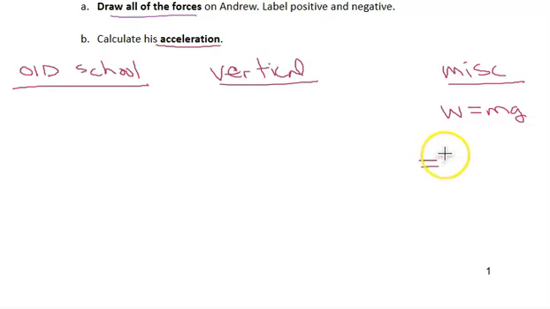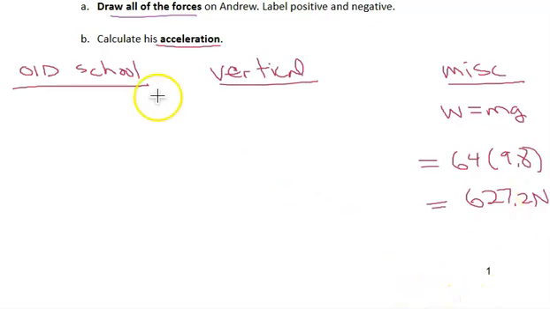So his weight is 64 kilograms times 9.8, or 627.2 newtons. Okay, so acceleration could come from old school or new school. And the hints that it's old school are distance, time, velocity. We don't have any of that. So it's going to be new school.